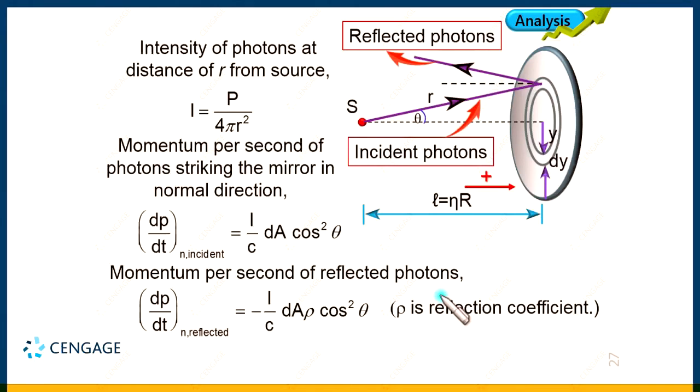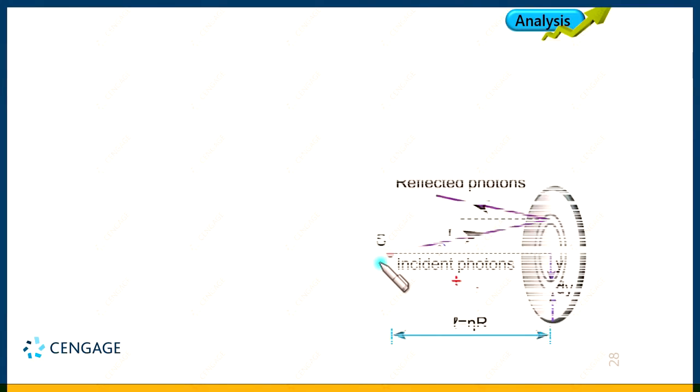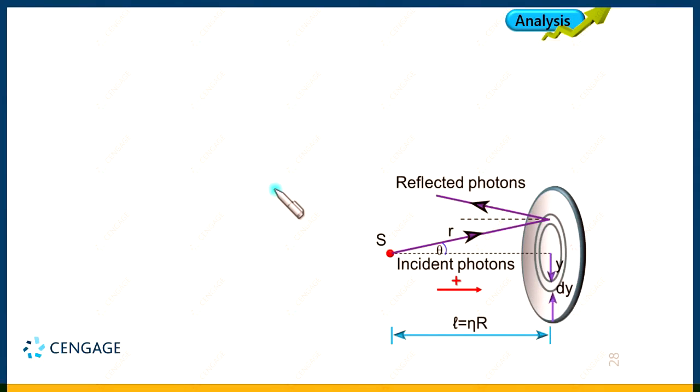Now, we can find the change in linear momentum per second. That should be equal to final momentum minus initial momentum. Final value is this, initial value is this. That means we need to subtract to get the change of the momentum of the photons per second. So, this is the diagram, and this is the intensity formula which we have calculated.